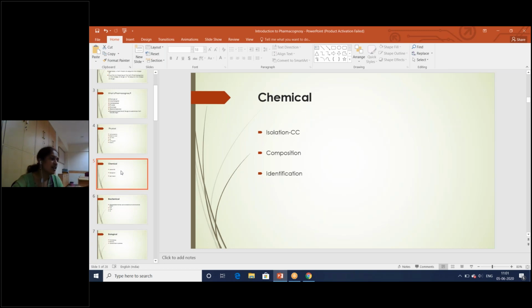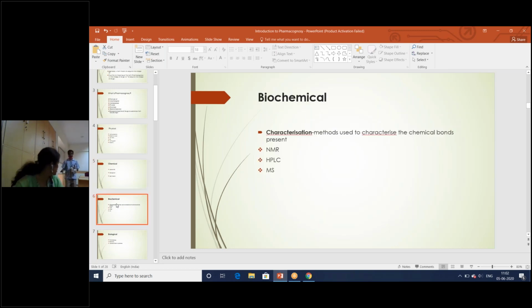Like how we study the carbohydrates, proteins, and lipids, here also you have different kinds of chemical constituents. You're going to extract them, isolate them, and identify the composition of that. And each one will be identified through the chemical test. Coming to the biochemical, these constituents are characterized by, once you identify these are the chemical constituents present in the plant, then you have to characterize them. This is a constituent, like in cinchona, like we are using hydroxychloroquine.